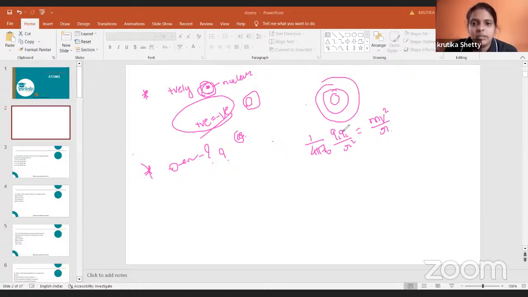Here, taking q1 and q2 as electron charges, q1 into q2 becomes e². The charge of q1 is e and the charge of q2 is also e, therefore it becomes e² upon r², equal to mv²/r. This is the relation between Coulomb's law and the centripetal force. These two forces are balancing each other. Because of that, the electrons are neither falling inward nor moving outward. Because of the force balance, it maintains the circular motion.